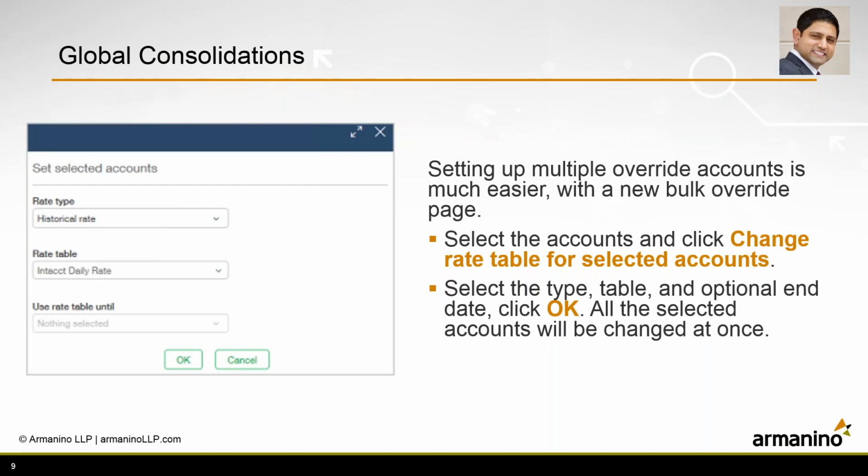Also, there's been some updates with respect to handling multiple override accounts. So in the old UI, you're literally adding each account manually within each book setup. This is the ability to actually go in and change that rate table for the override accounts. And there's actually a bulk override option, so you don't necessarily have to go through each one manually. This is a little snapshot on that left-hand side.